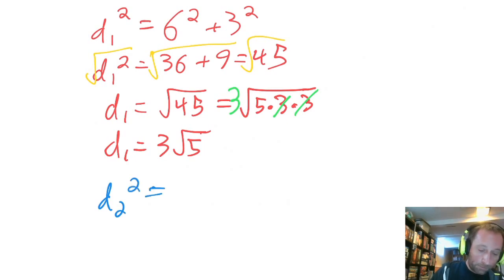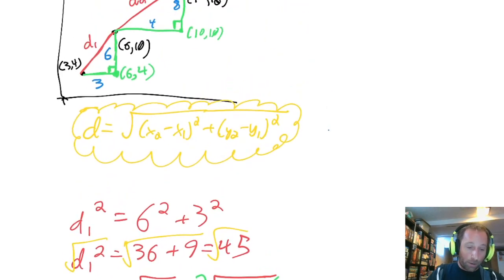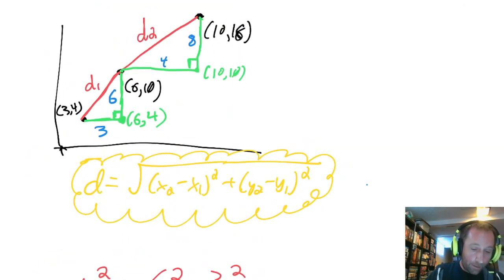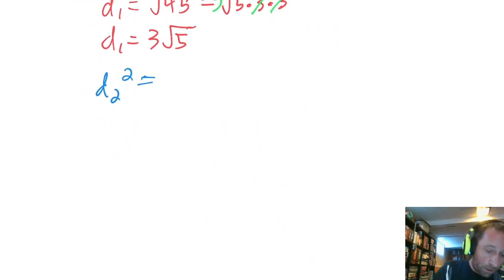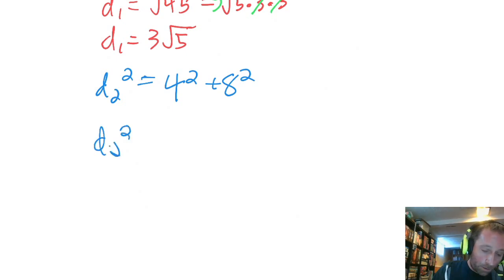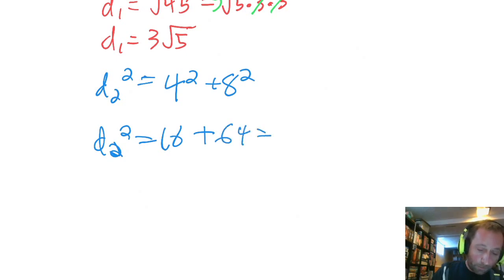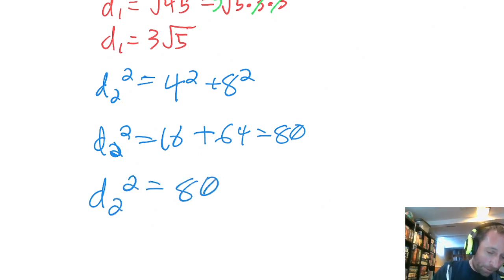d2 squared. Looking back at the triangle that I built up here, looks like it has side lengths of 4 and 8. So d2 squared would be equal to 4 squared plus 8 squared. Four squared is 16. 8 squared is 64. So this ends up being 80. So d2 squared is 80. And we want to find out what the square root of this is.